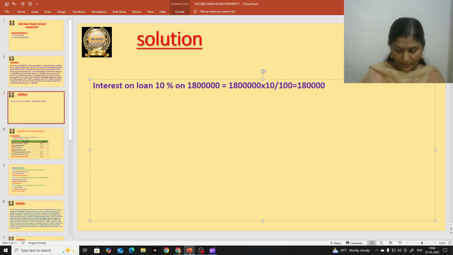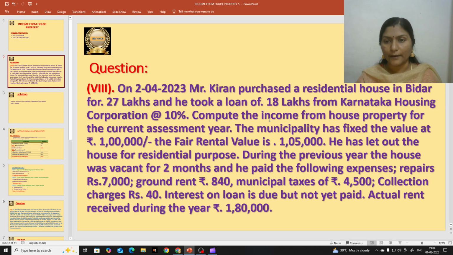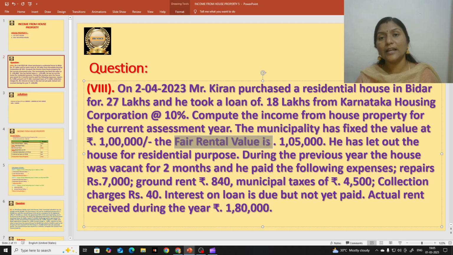So MRV means municipal rental value. That is how much? That is 1 lakh. Okay, and let us go to the question again. And here, fair rental value. Fair rental value means that is FRV. FRV is how much? 1,05,000. So fair rental value is 1,05,000, students.